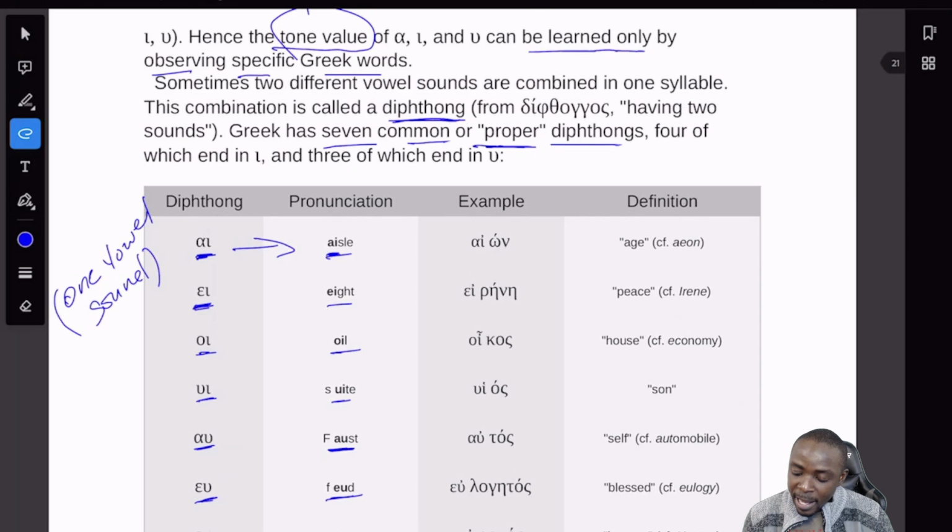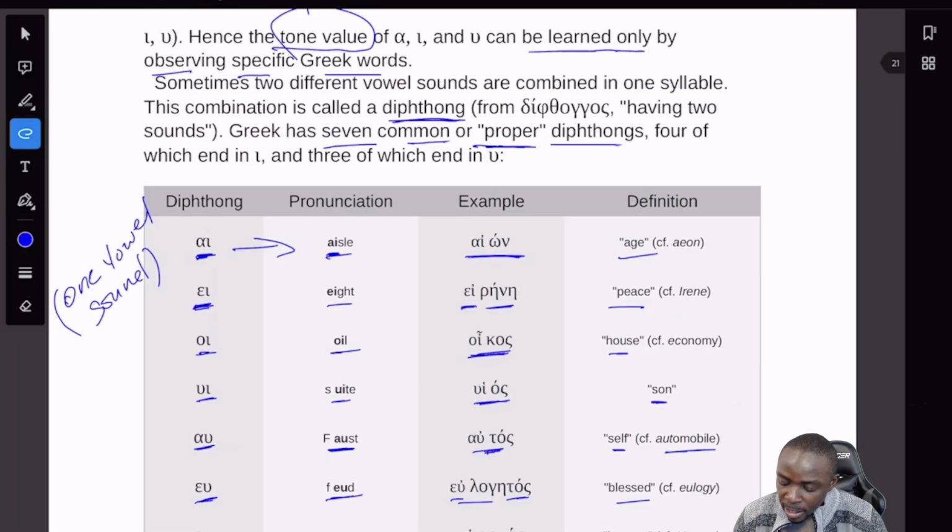So you have AI, as in aion. This is not pronounced A-ion, right? It's a diphthong there. Then you have eirene, which is the word for peace. Aion is the word for age. Then you have oikos. Oikos is the word for house. Then you have huios. Huios is the word for son. Then you have autos. Autos is the word for self, from which we get automobile. And then eulogetos. Eulogetos is the word for blessed, from which we get eulogy. And then you have Ouranos.